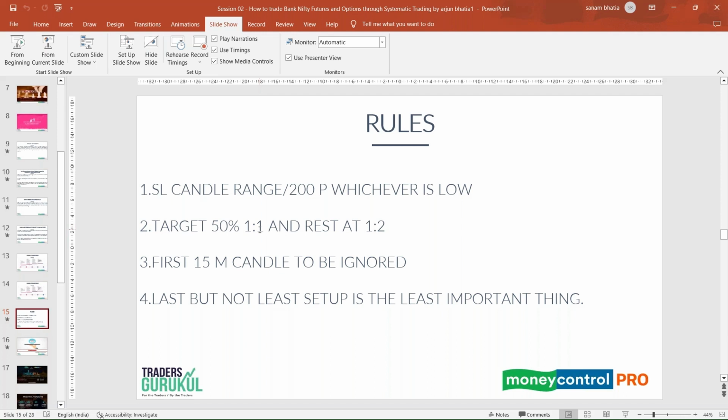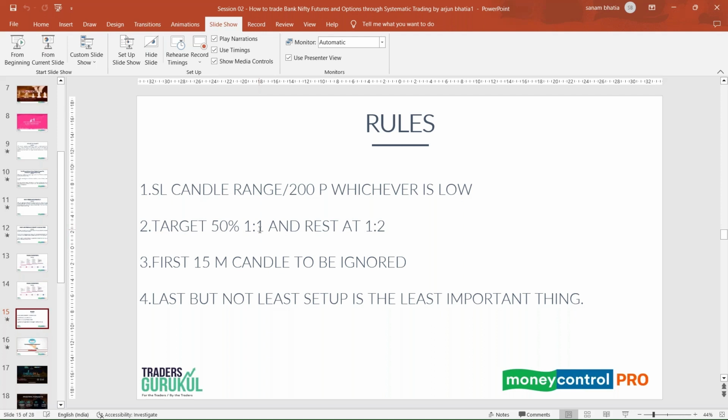What does 1 is to 2 mean? That if you are taking a stop loss of 200 points, then you have to book at 400 points. Your target would be at 400 points because risk is to reward. Risk is 1 rupee, reward is 2 rupees. So for the 50% position, the risk reward would be 1 is to 1, 200 points stop loss for 200 points target.